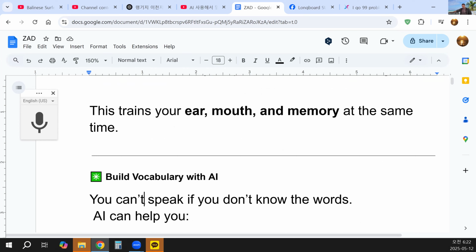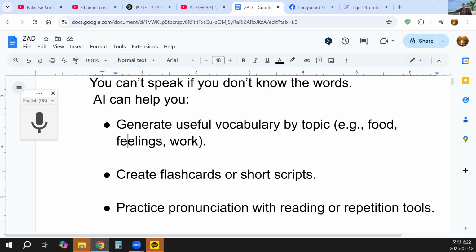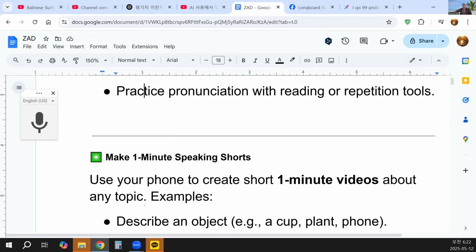Build vocabulary with the AI. You can't speak if you don't know the words. AI can help you generate useful vocabulary by topic, such as food, feelings, work, and create flashcards or a short script. Practice pronunciation with reading or repetition tools.